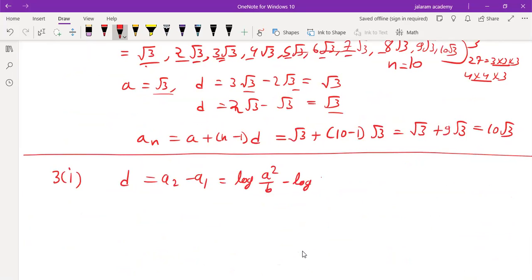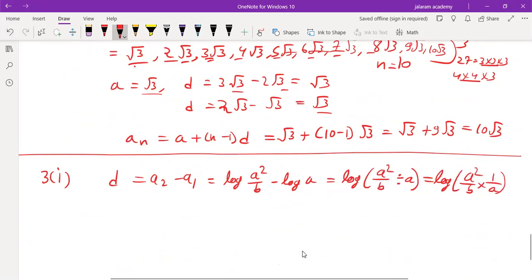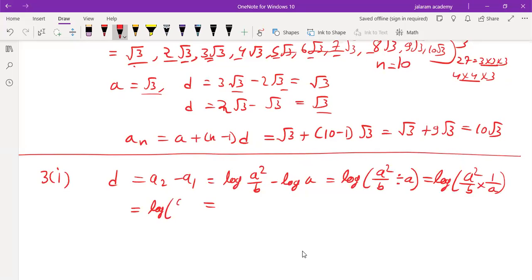So log a square by b minus log a equals log of a square by b divided by a, which equals log a square by b. When we change divide to multiply, it becomes 1 by a. One of the a will be cancelled out. So d is equal to log a by b.